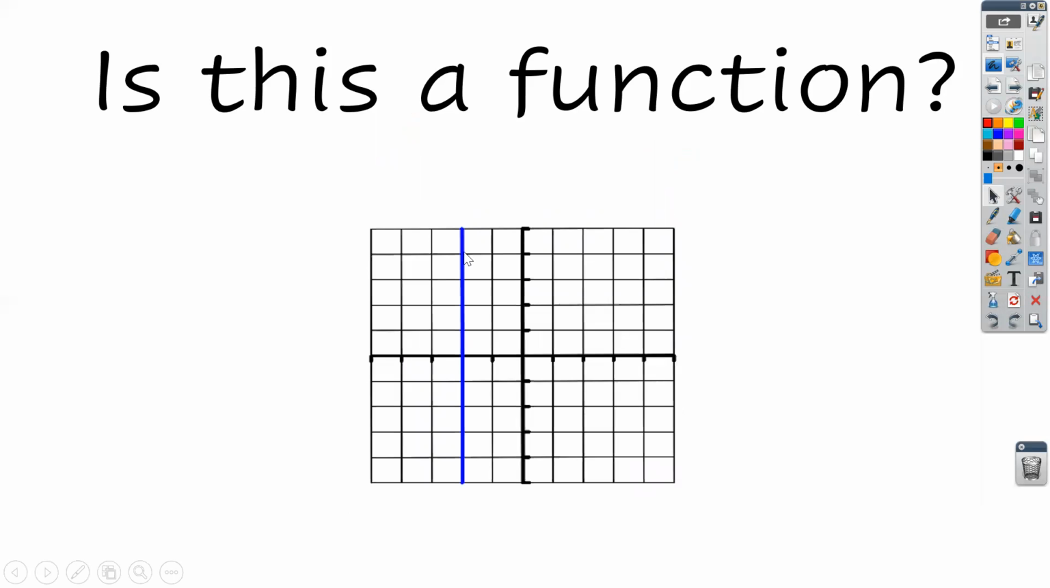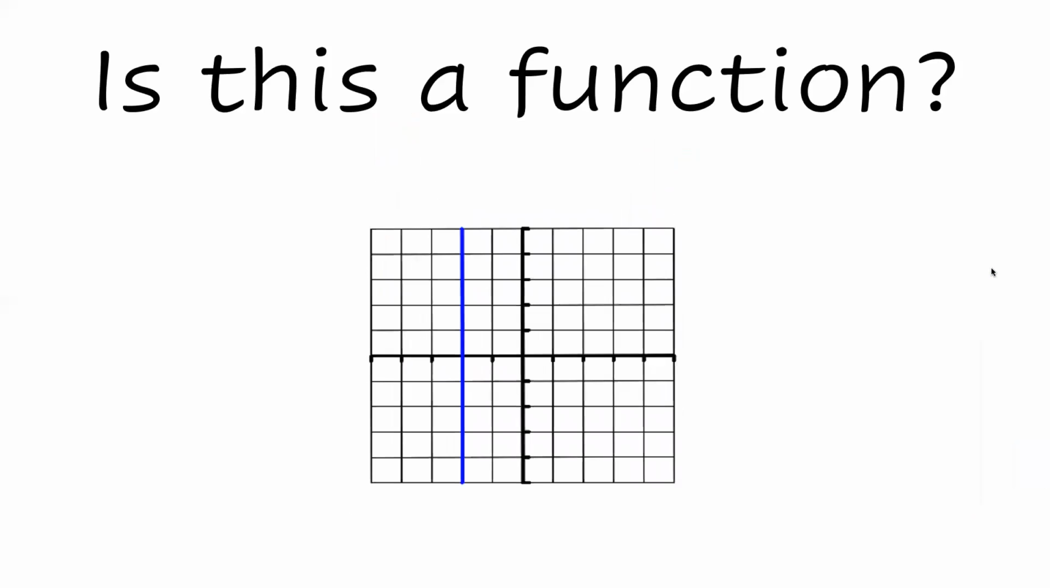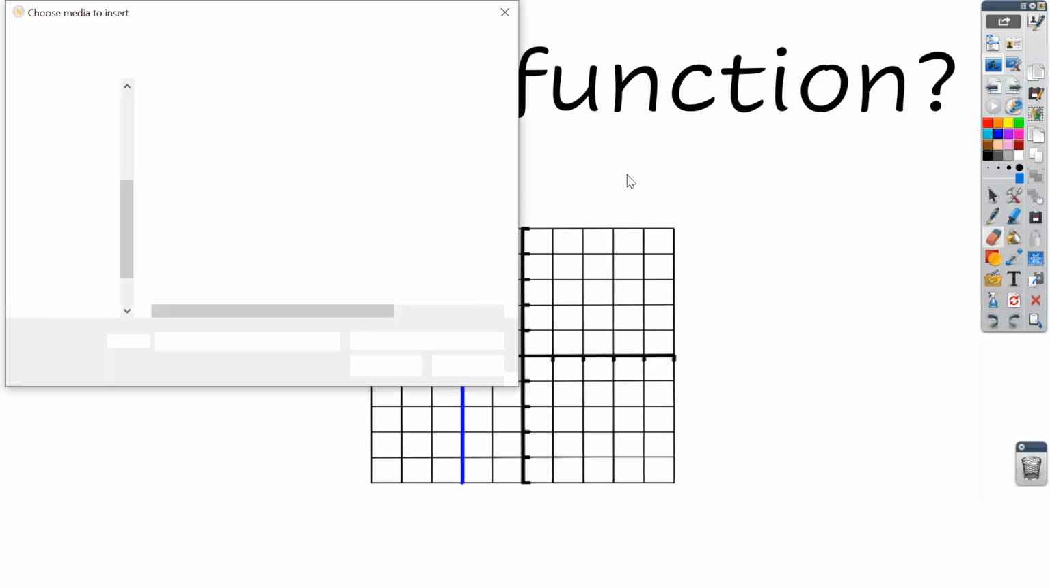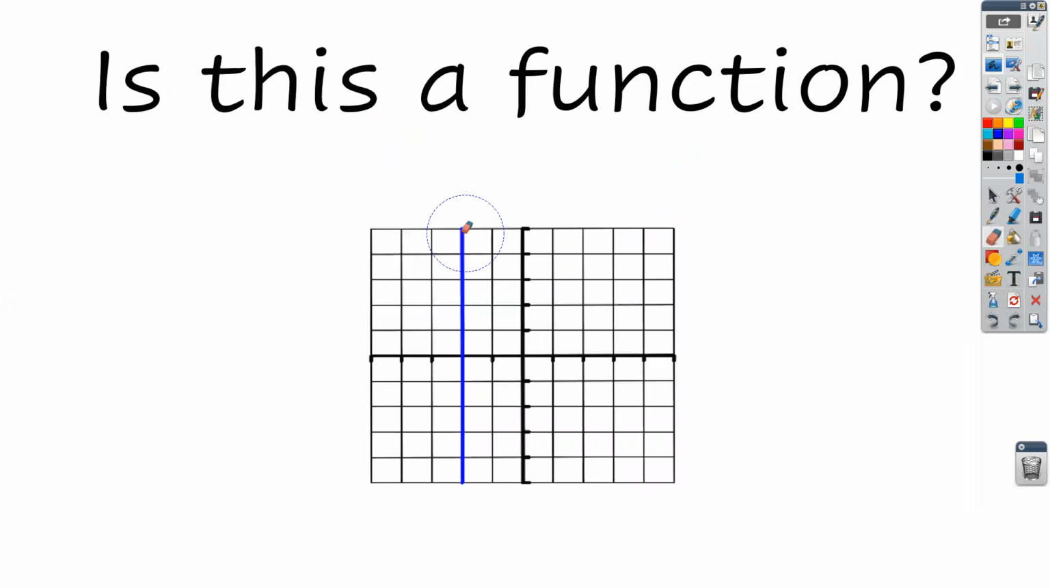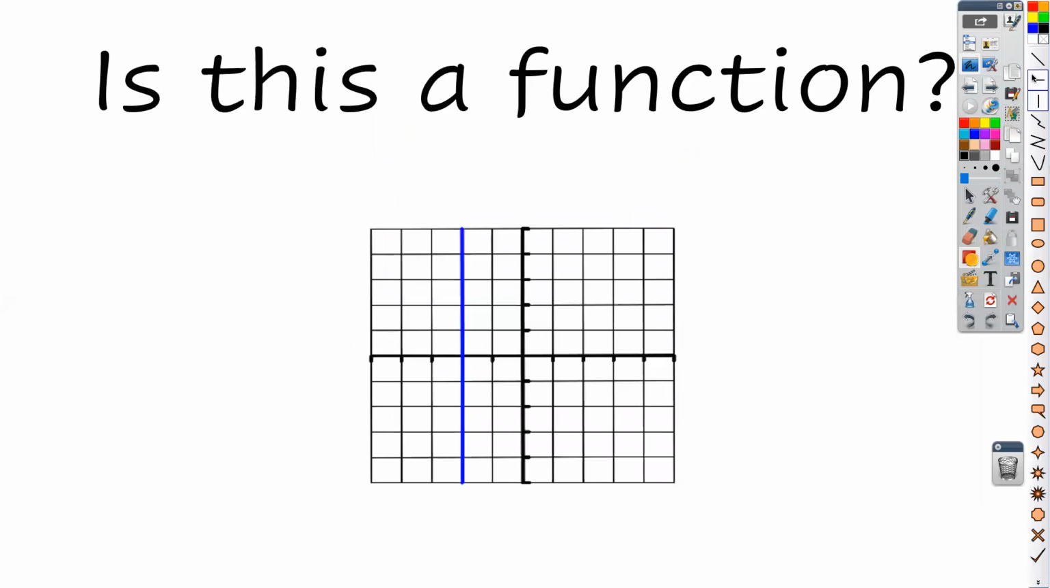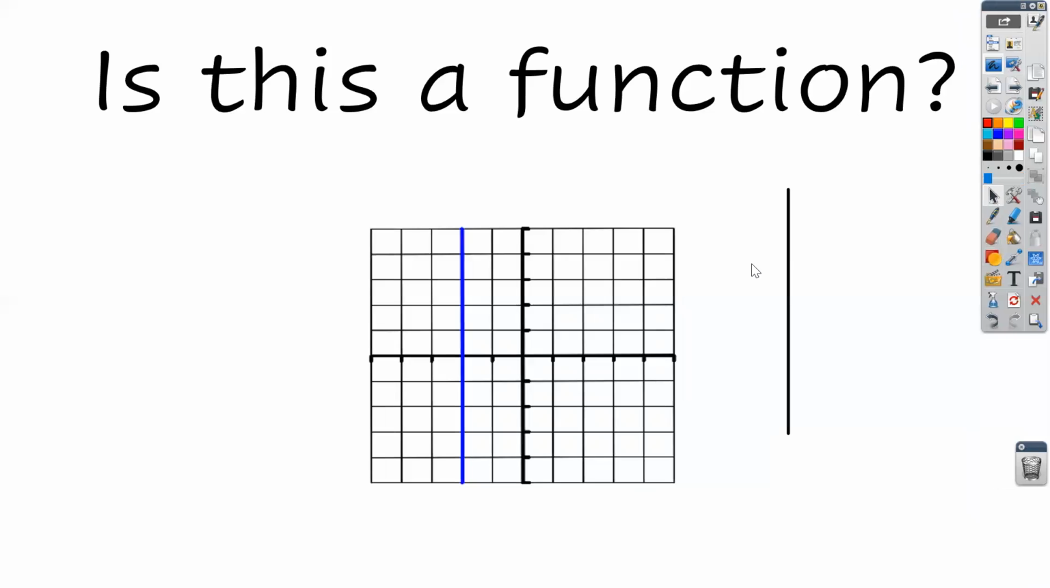Is this a function? Well, if I go back to my vertical line test and I draw my vertical line again, oh my goodness, I will see that it touches all of those points, in fact. So this would not be a function because it does not pass this vertical line test. Because if I put it on top, it touches every one of those blue points, so not a function.